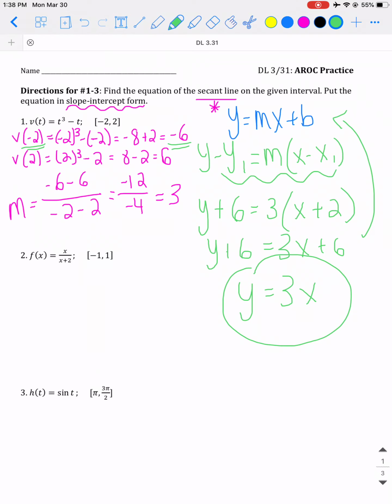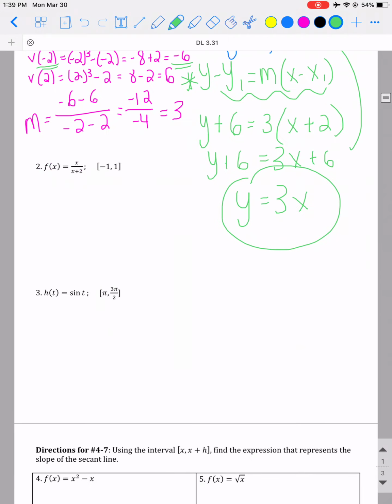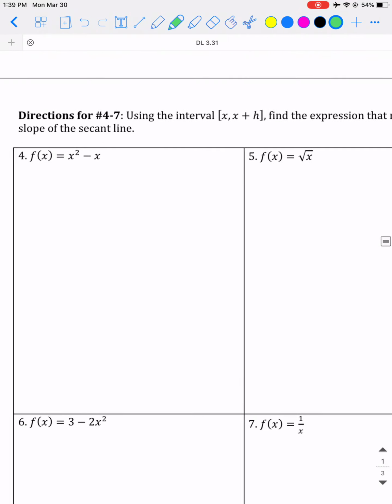So for all of these, first you need to solve to get some corresponding y values, then find the slope. And the slope of the line, or the average rate of change, is the same as the slope of the secant line. And then you just have to do one more step like I have in green to get the rest of your equation. So I'm just going to go down here to number 4 and set up one of these for everyone.